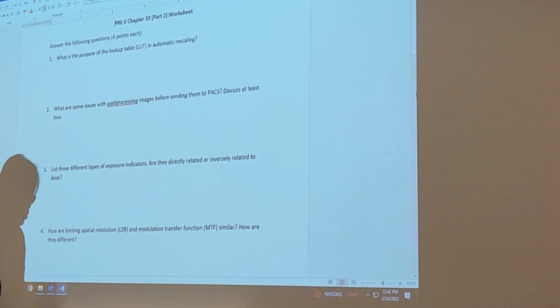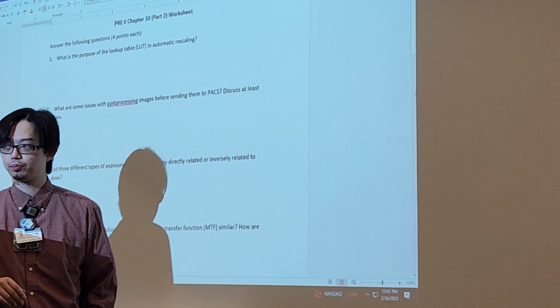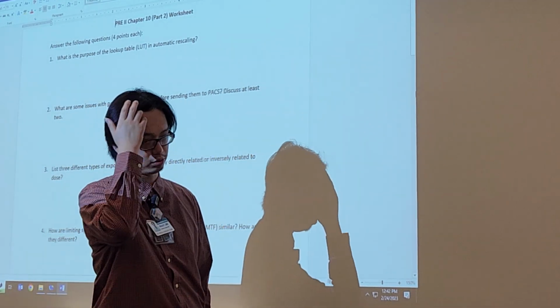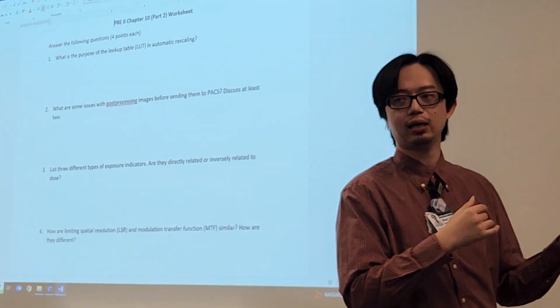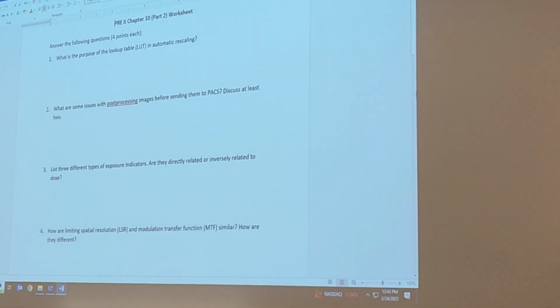So that's one huge reason why you should try and post-process as little as possible, because any post-processing you do before you send it to PACS, those changes will become permanent. Right? We talked about PACS as the place we store the images.